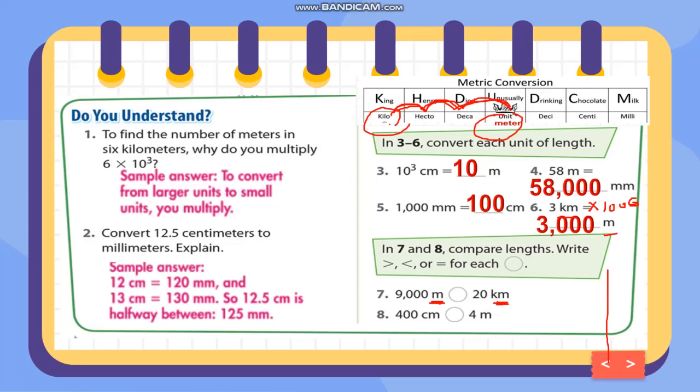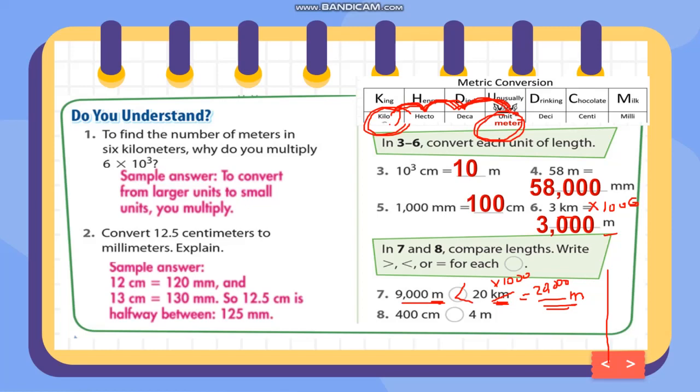So here I'm going to change both into meter. It means I'm going to change this into meter. So kilometer to meter. Where is my kilometer? This is my kilometer. To meter, this is my meter. It means from bigger unit to smaller units means multiply by how many? Tens, hundreds, thousand. So 20 multiplied by 1,000, that is equivalent to 20,000 meter. So it's easy now to compare 9,000 meter, then 20,000 meter. Of course, 20,000 meter is bigger.